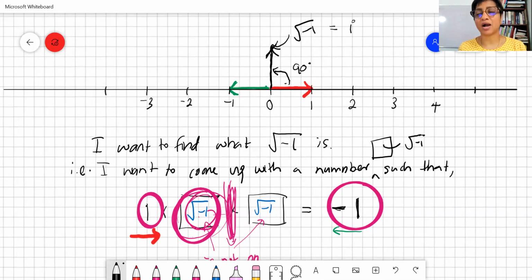Let's see how this works. When I multiply by this, it is equivalent to a rotation of clockwise 90 degrees. So if I do 2 of those, I end up at -1. Correct. So 1 times the square root of -1 means rotate 90 degrees. Again times the square root of -1, rotate another 90 degrees clockwise, and I end up where I want to end up.